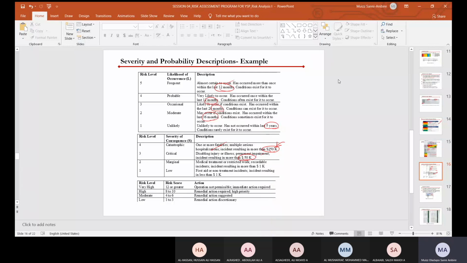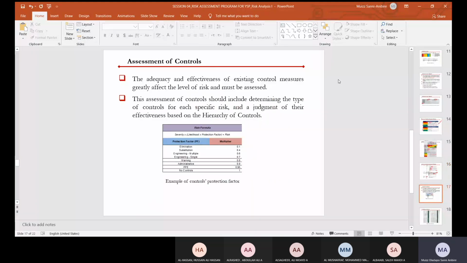So we have medical treatment or restricted work, recordable incidents resulting in more than $1,000 in losses. And you can see also this is more like the risk matrix that tells you which range you consider as very high and which range you consider as very low. And like I said, we're going to discuss this soon.